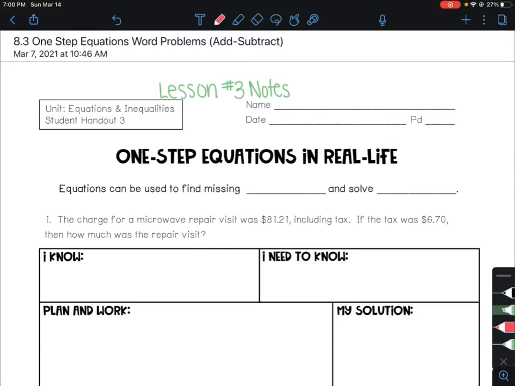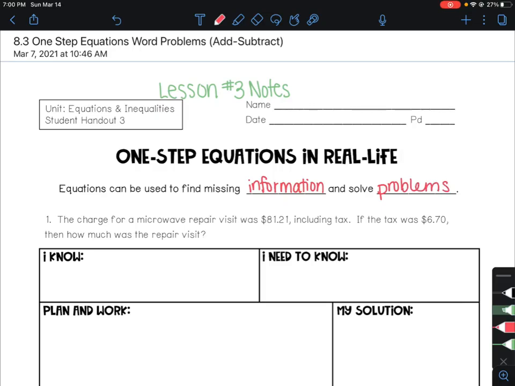For Lesson 3 of our equations unit, we will be solving one-step equations in real life, meaning we will be reading a word problem, writing an equation, and then solving that equation to find missing information. So in fact, equations are used for finding missing information. And we do this to solve the problem.